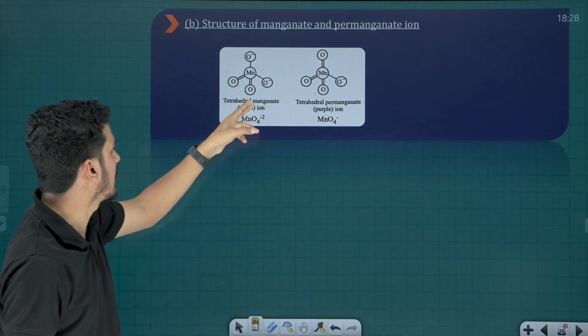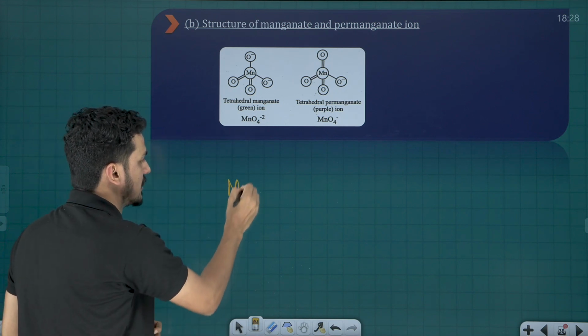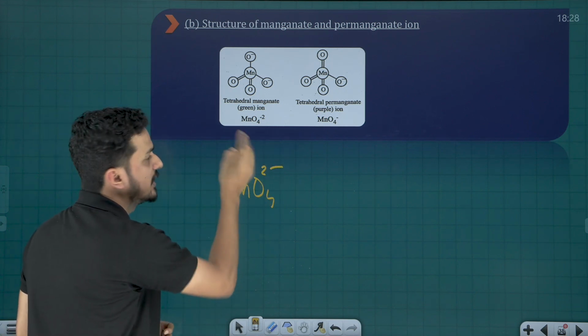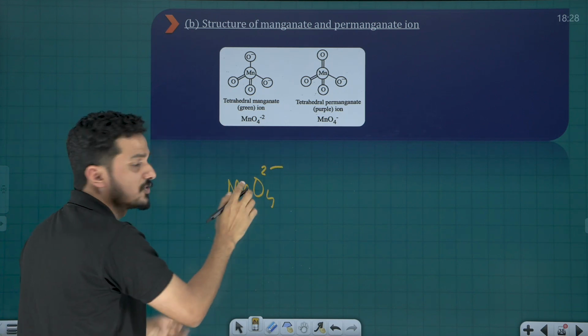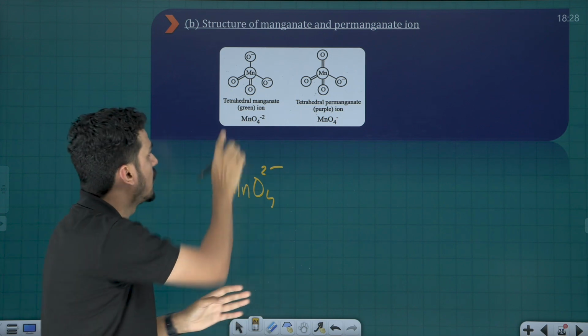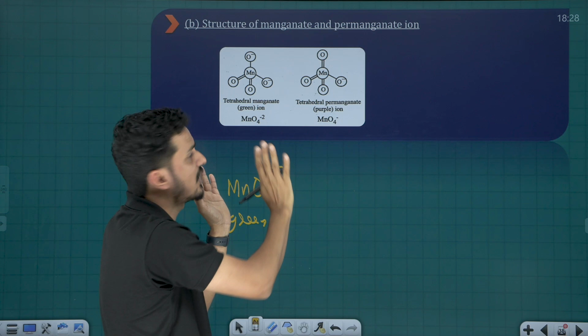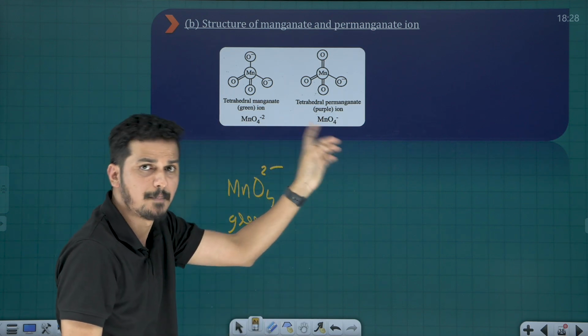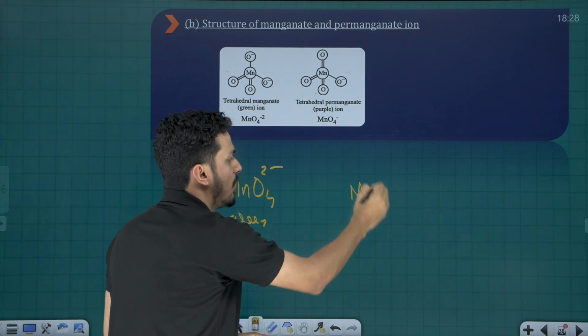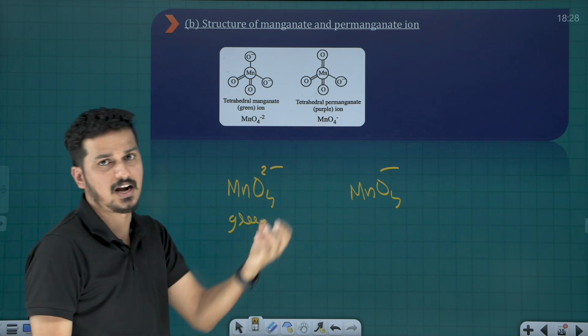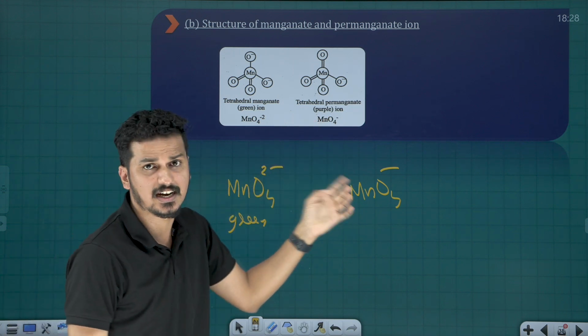Again, their structure: MnO4 2-, the normal manganate ion, has a green color, and both have a tetrahedral structure, permanganate as well as manganate. Permanganate is MnO4-, which has a purple or violet color. Keep that idea in mind.